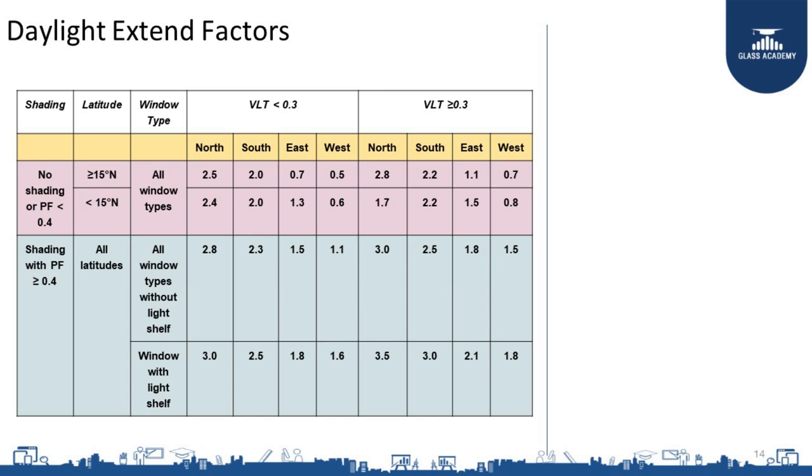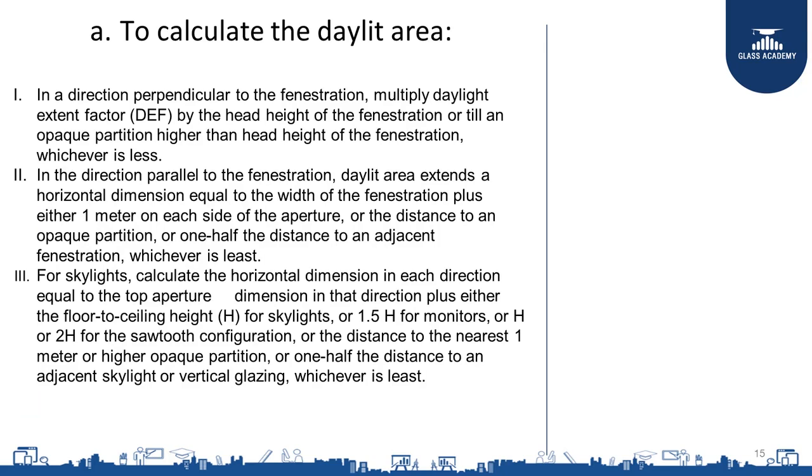So based on the location of the building, its latitude, the projection factor on the windows and the window types, whether they have light shelves or no light shelves, we can find out for different glass VLTs what would be the daylight extent factor. Now what do we do with this factor? Let us see how we calculate the daylight area using this factor.